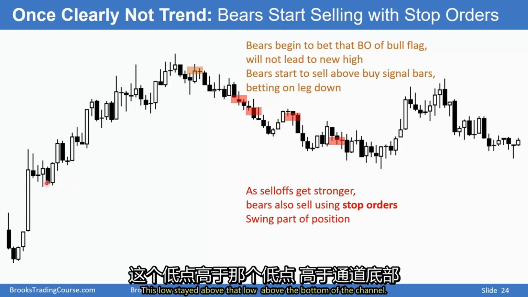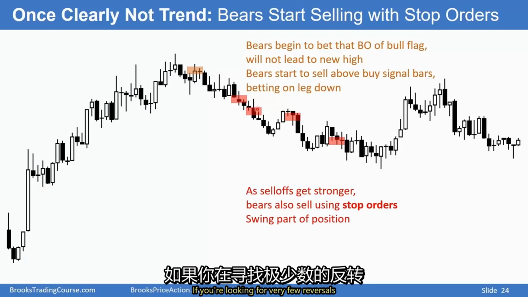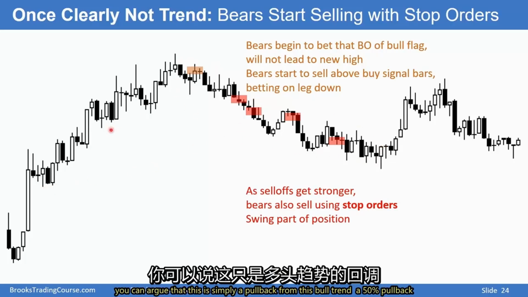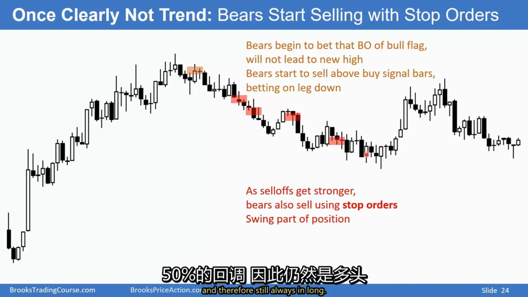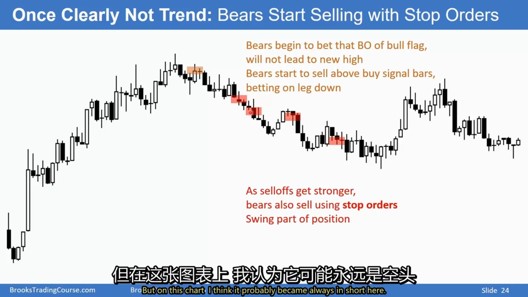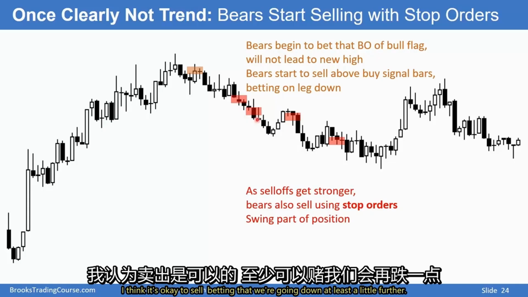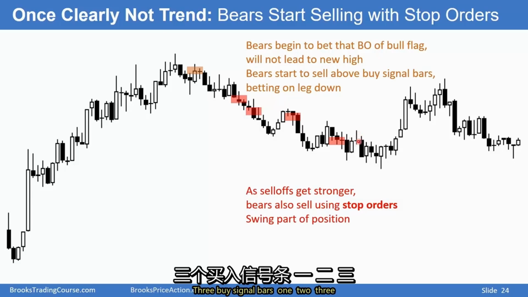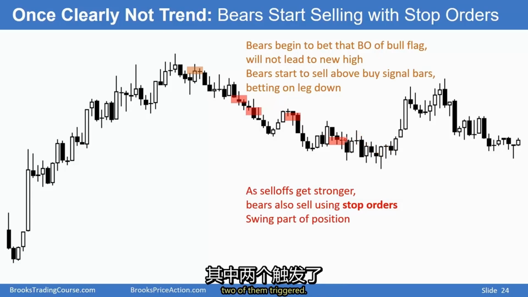This low stayed above that low, above the bottom of the channel. If you're looking for very few reversals, you can argue that this is simply a pullback from this bull trend, a 50% pullback, and therefore it's still always in long. And that's true on a higher time frame chart. But on this chart, I think it probably became always in short here. So if you're trading this chart, I think it's okay to sell, betting that we're going down at least a little further. 3 buy signal bars, 1, 2, 3, 2 of them triggered.